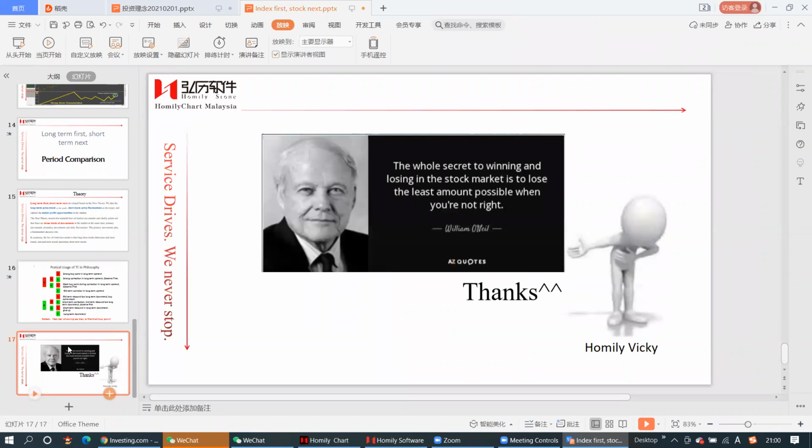Here is another quote I want to share with you. The whole secret to winning and losing in the stock market is to lose the least amount possible when you are not right. So this is saying that you need to set a cut loss point. Thank you very much, we can continue next time. Remember, if you're really wrong already, please admit it. Just cut it.